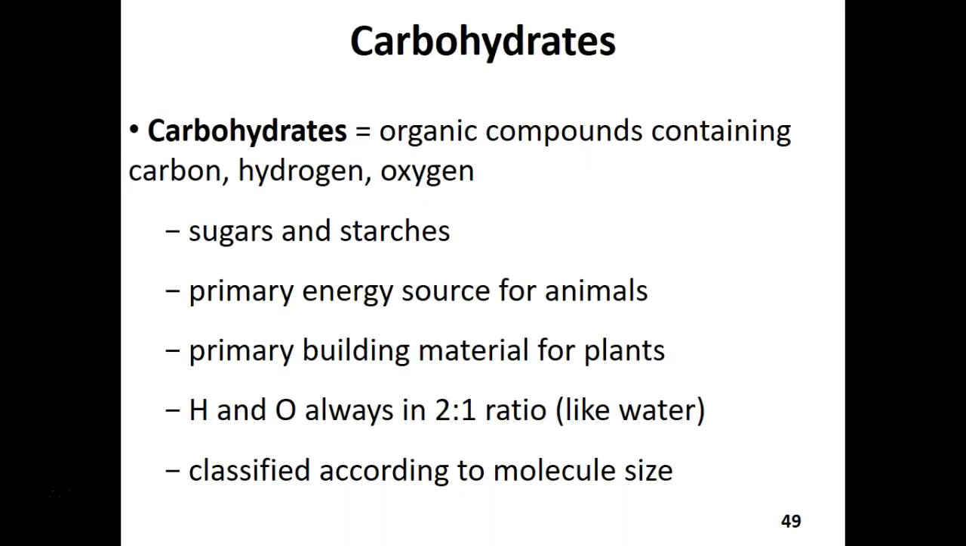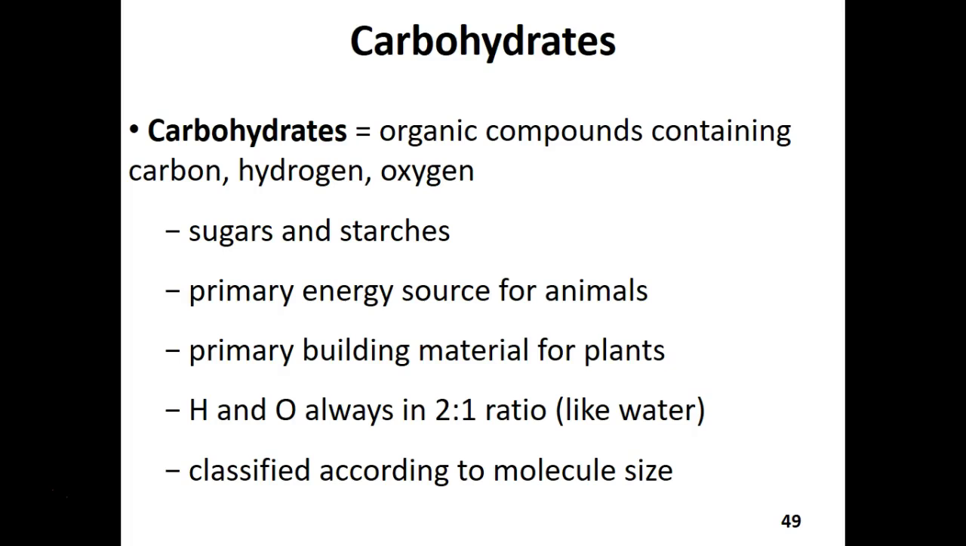So the four macromolecules that make up living things are carbohydrates, proteins, nucleic acids, and fats or lipids. And we're going to talk about each of them right now. Carbohydrates are the first of the macromolecules, and carbohydrates contain carbon, hydrogen, and oxygen at a 1:2:1 ratio.